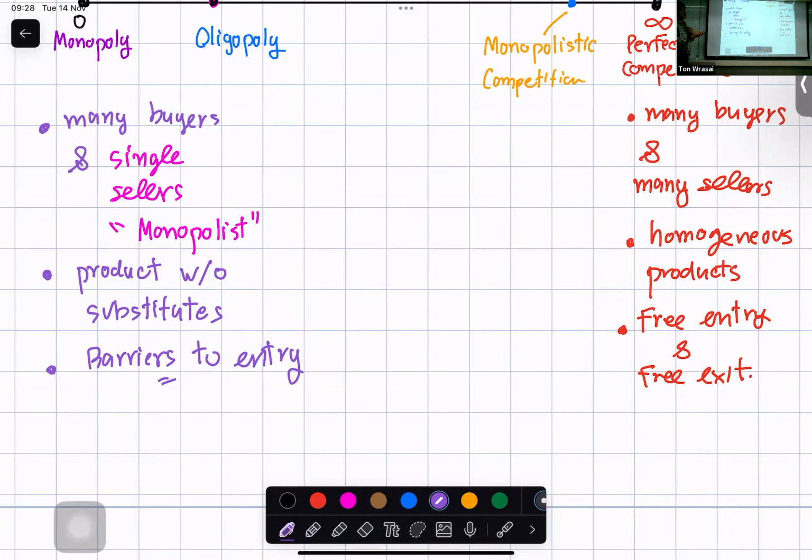So we can look at each aspect neck to neck. First aspect is about number of players in the market. Second aspect is about type of product. Third aspect is about entry and exit between the two different structures that we will cover in this class.